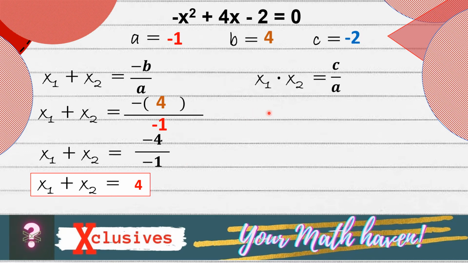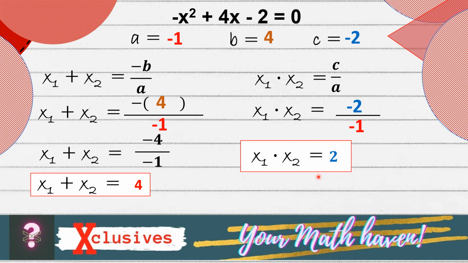For the product of the roots, we are given c over a. Now let us substitute the values of c over a. Our c is negative 2. So let us substitute the value of c all over a, and our a is negative 1. So our product of the roots is negative 2 divided by negative 1. So that is positive 2. And this is our product of the roots.